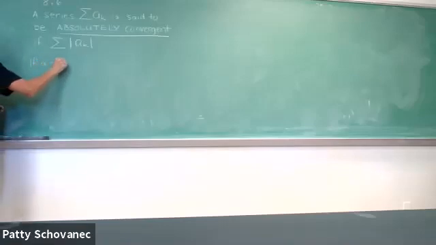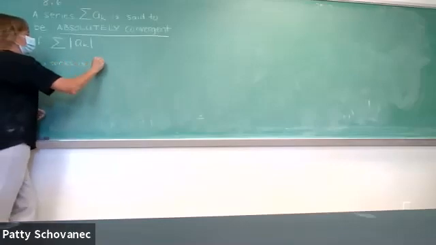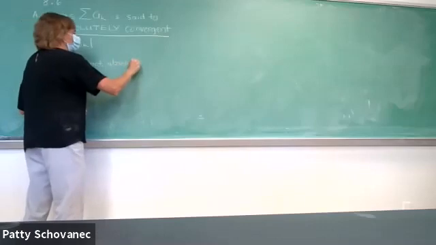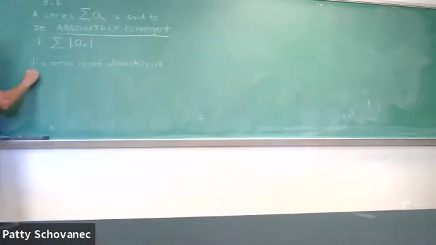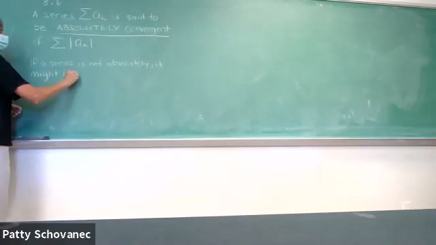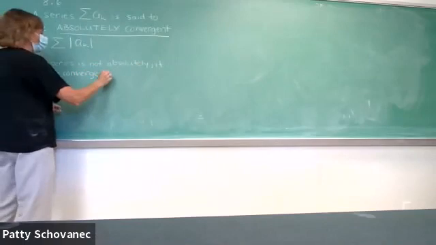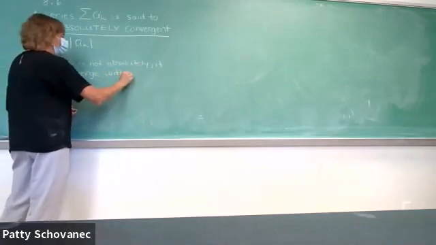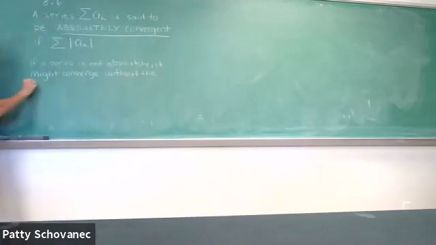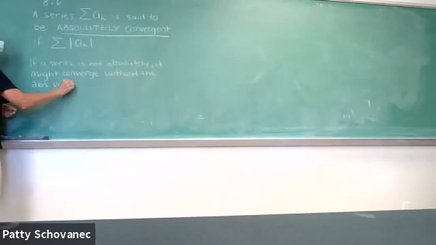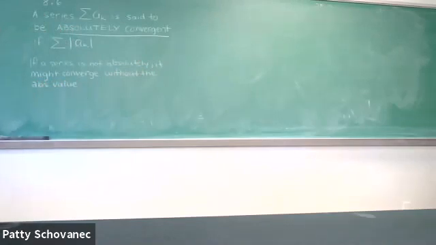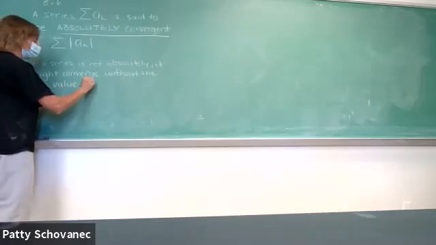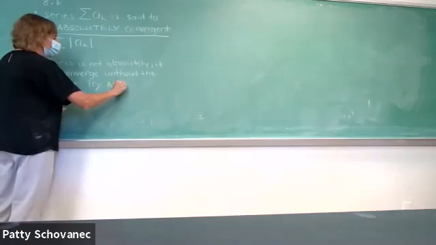If a series is not absolutely convergent, it might converge without the absolute value signs on it. In other words, you leave the negative terms intact. Right now, the only test we have for series with negative terms is the alternating series test. So if it's an alternating series, we try the alternating series test.